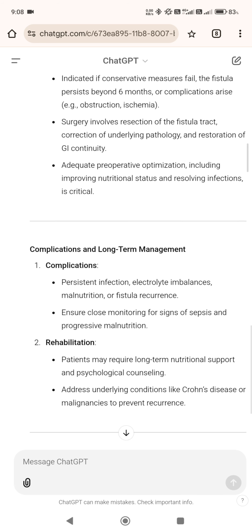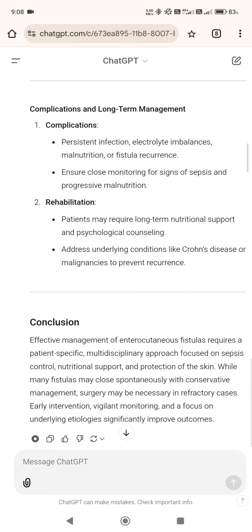Complications and long-term management. 1. Complications. Persistent infection, electrolyte imbalances, malnutrition, or fistula recurrence. Ensure close monitoring for signs of sepsis and progressive malnutrition. 2. Rehabilitation. Patients may require long-term nutritional support and psychological counseling. Address underlying conditions like Crohn's disease or malignancies to prevent recurrence.